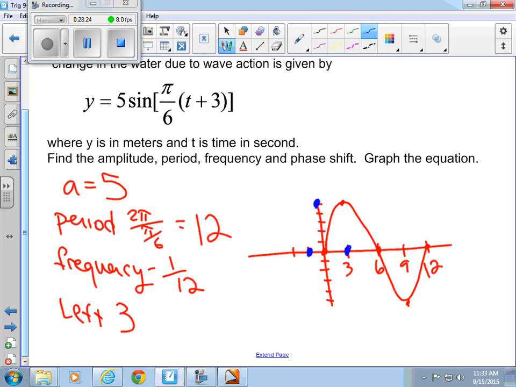The frequency is the reciprocal of the period. The period is 12, frequency is 1/12. Always the reciprocal of the period.